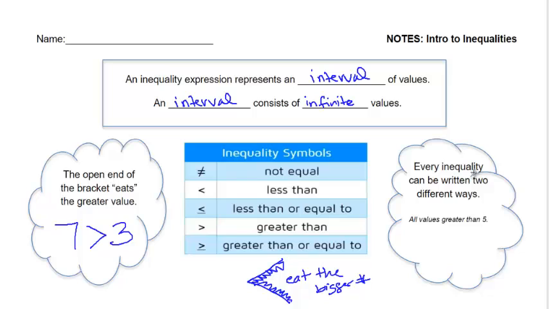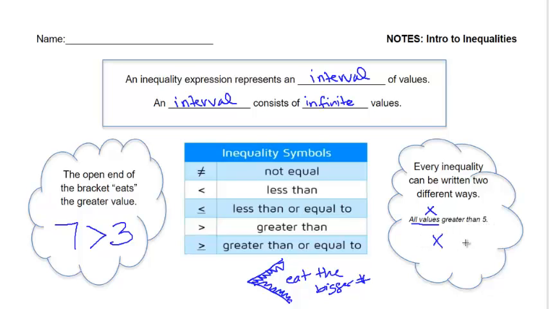Every inequality can be written in 2 different ways. You can either use the less than or the greater than sign. It's just which things you put inside of the open end. So here's a sentence: all values greater than 5. Whenever we see all values, I want us to think about something we don't know, and it could be an infinite number of things. Let's call that x.